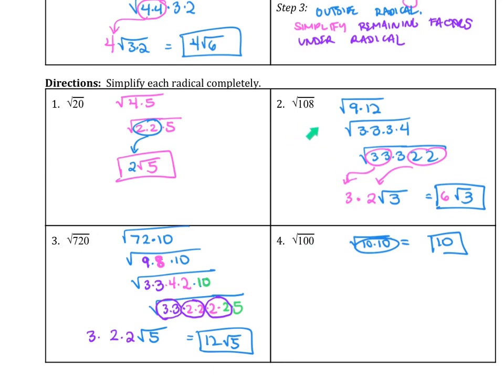I didn't mention it up in number 2, but notice that we have to multiply those numbers together, whatever comes outside. So 3 times 2 is 6. It's not 5 out here. 3 times 2 is 6, 6 times 2 is 12. Therefore, it is 12 square root of 5. For number 4, square root of 100. Maybe you didn't even have to break it down because the answer is just 10. Square root of 100 is perfect. It is just a 10.